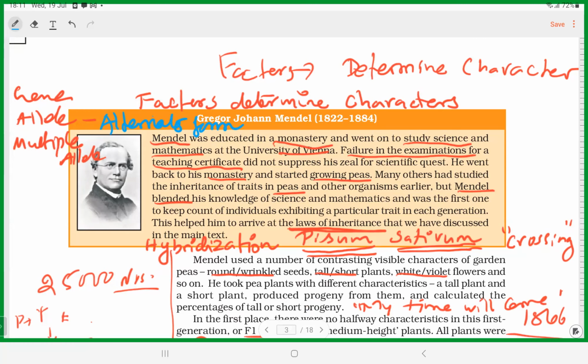So what is called multiple allele? To determine one character, you have many genes. More than 2 genes determine one character. Multiple allele. For one character, many alleles. Multiple allele means what? Many alleles, 2 plus alleles. 2 and more. More than 2 genes for one character.